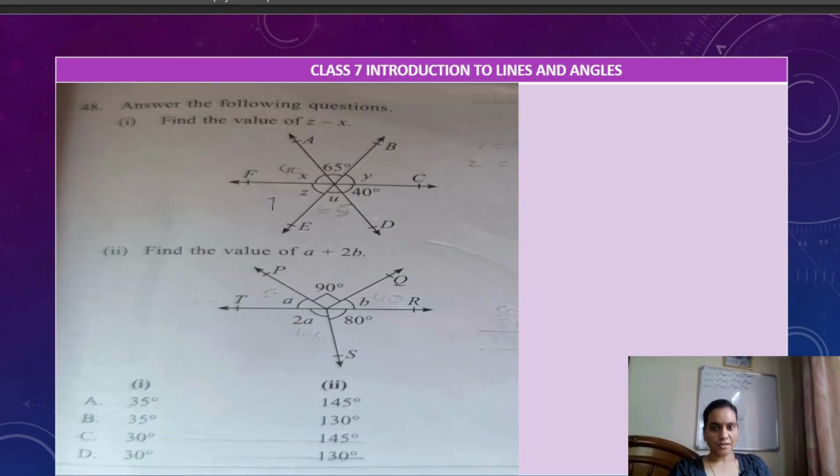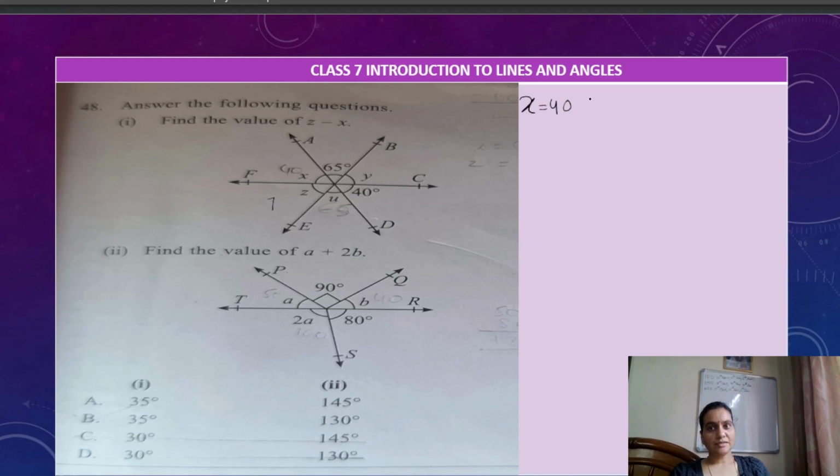Now this is the last question, an Olympiad question for lines and angles. Find the value of z minus x. This is bit 1. So if you see here, the lines AD and CF are forming a 40 degree angle here. What is the angle opposite to this 40 degrees? This is X. So X will also be equal to 40 degrees.